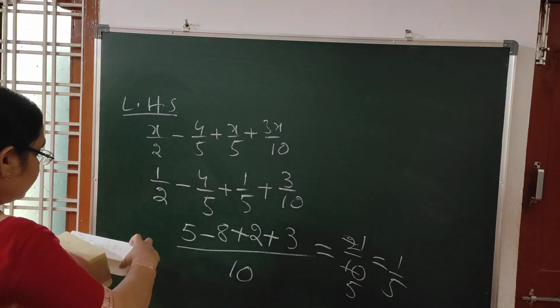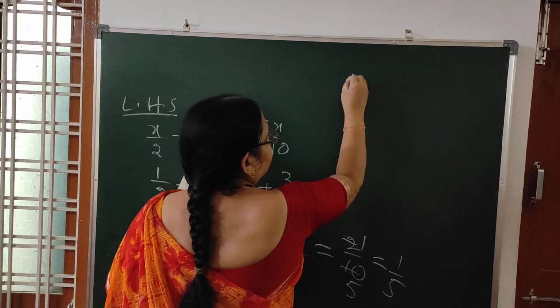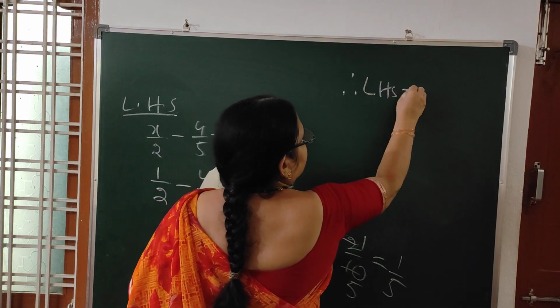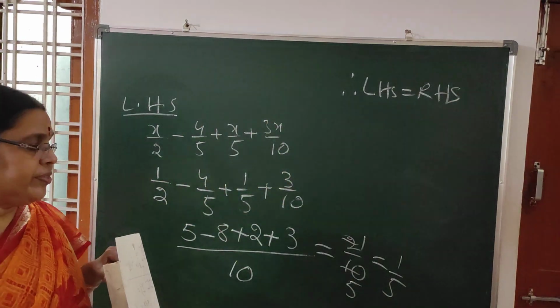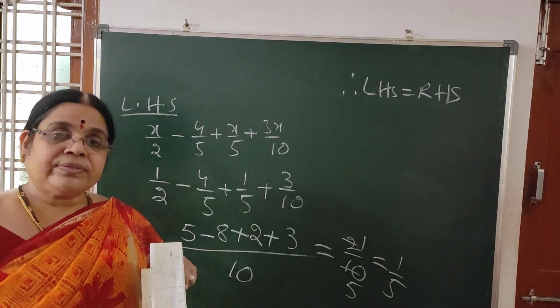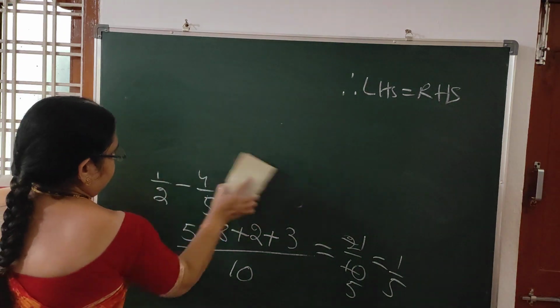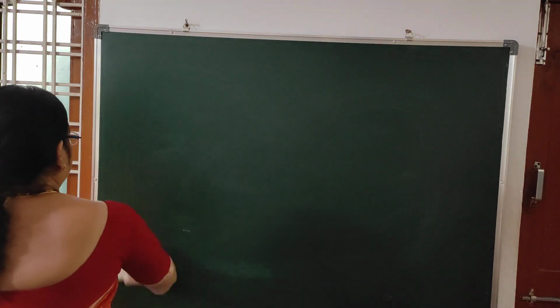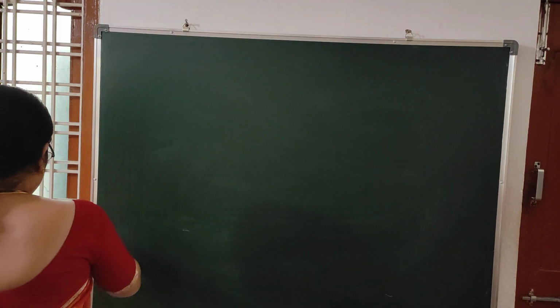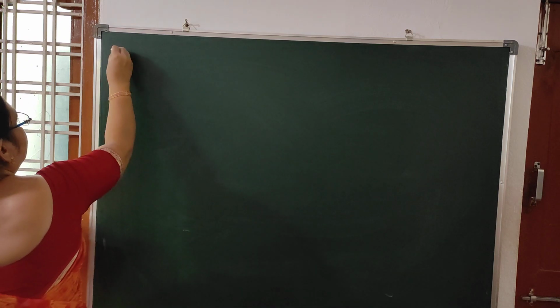In RHS, what is given to you in the question? 1 by 5. Therefore, LHS is equal to RHS. In LHS you got 1 by 5 and RHS is also given as 1 by 5. Hence your solution is checked. Next question. Next I am going to the 9th sum.